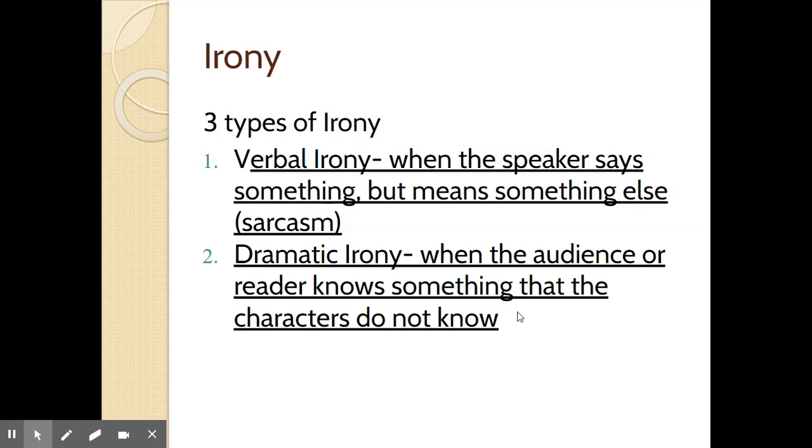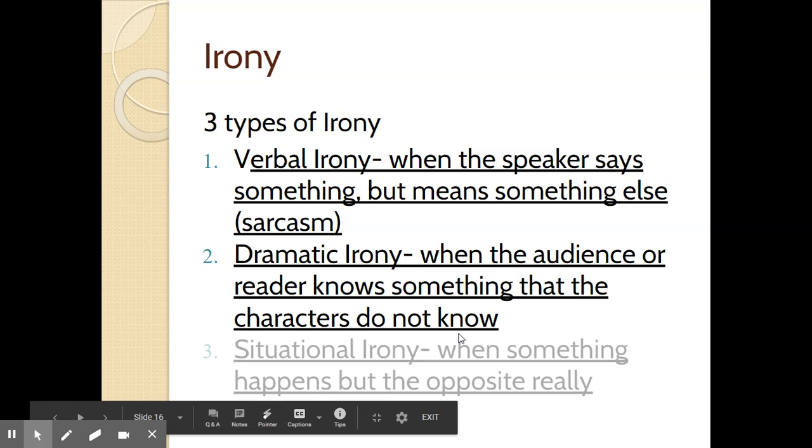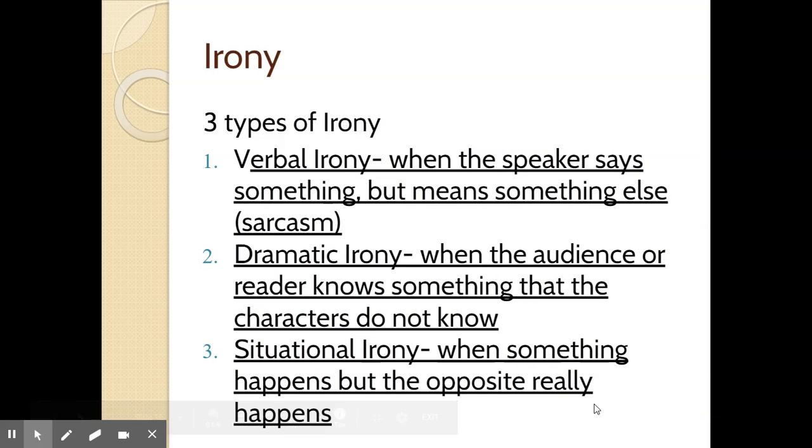So that would mean like in those episodes where, like, a cartoon show where example like SpongeBob can't find his name tag and it's on the back of his shirt the entire time, or when there's a problem that has a minor fix that can be fixed really easily. That's dramatic irony. And situational irony is when something happens but the opposite really happens.